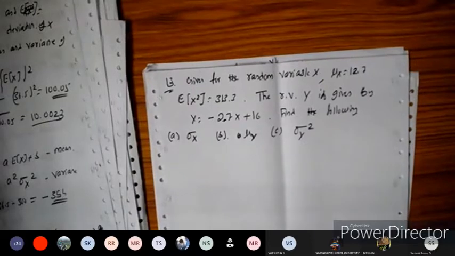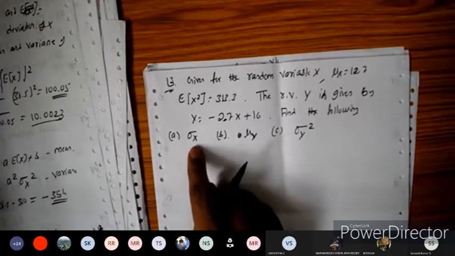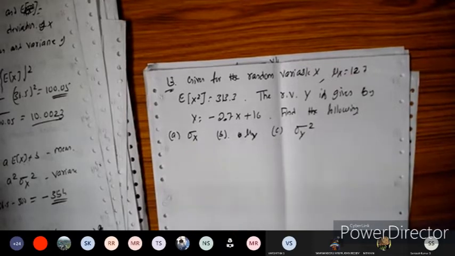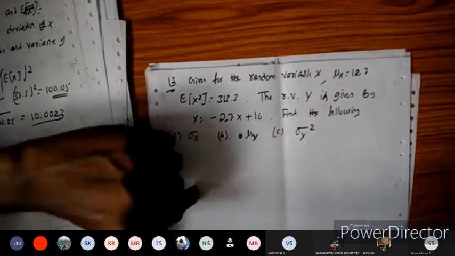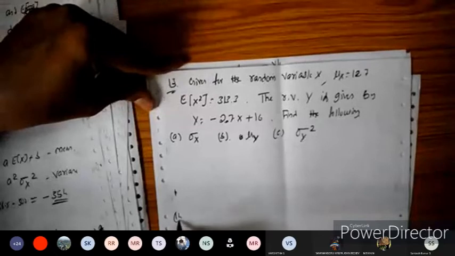This is similar to the previous problem. Here we need to find sigma x, so first we need to find the variance. We can do this as homework because it is similar to the previous problem. Take the next problem.